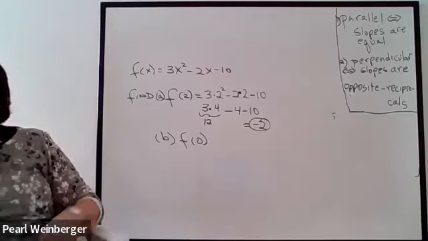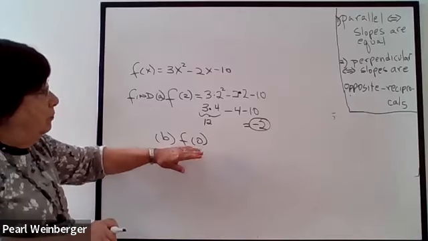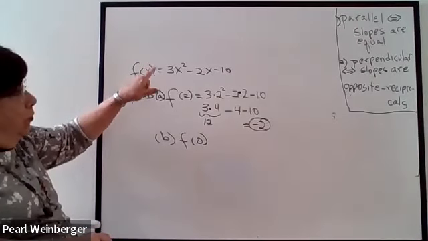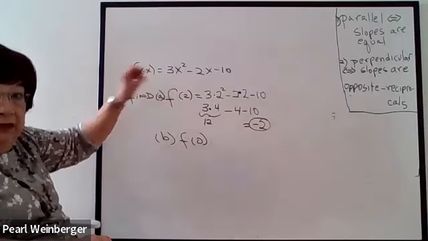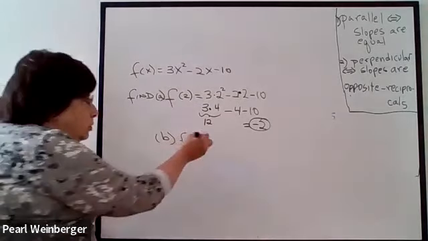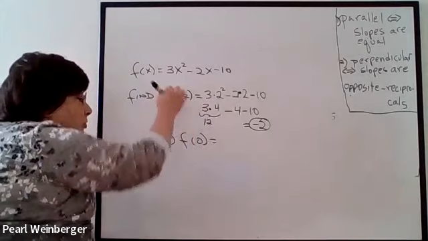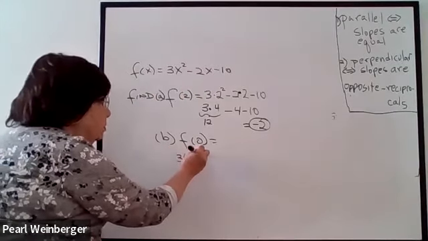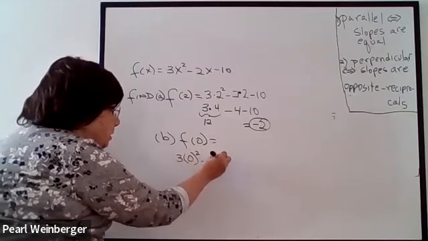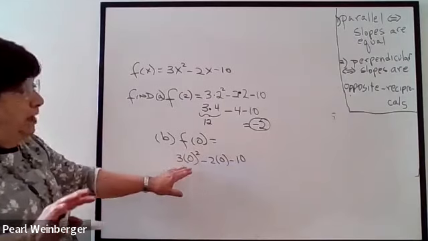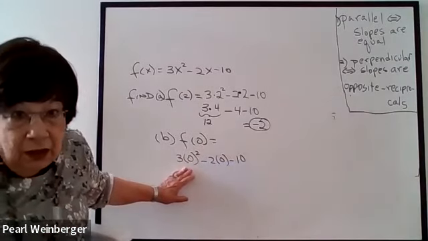Okay, let's look at this question. How do we find f of 0? Let's go through it again. What do we have to do? We have to replace the x with 0. So it's the same equation. I'm going to do 3 times 0 squared minus 2 times 0 minus 10.